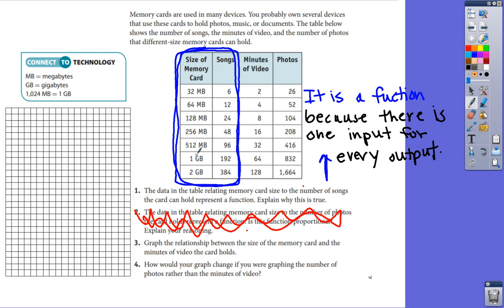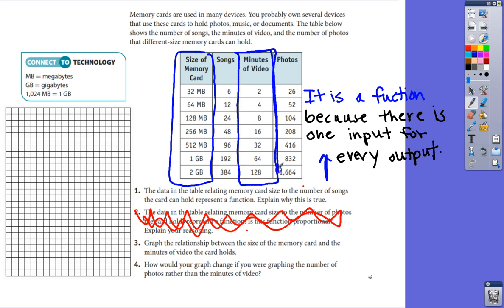All right, number 3, graph the relationship between the size of memory card and the minutes the memory card holds. So I'm going to erase this blue right here because now we are going to be looking at, oh, I have my eraser on still. We're going to be looking at the size of the memory card and then the minutes of video. All right. So first thing we're going to do is figure out which one's our X. Since it says size of the memory card first, that's telling us that the memory card is our X. All right. The minutes of video, since it's second, that's going to be our Y.